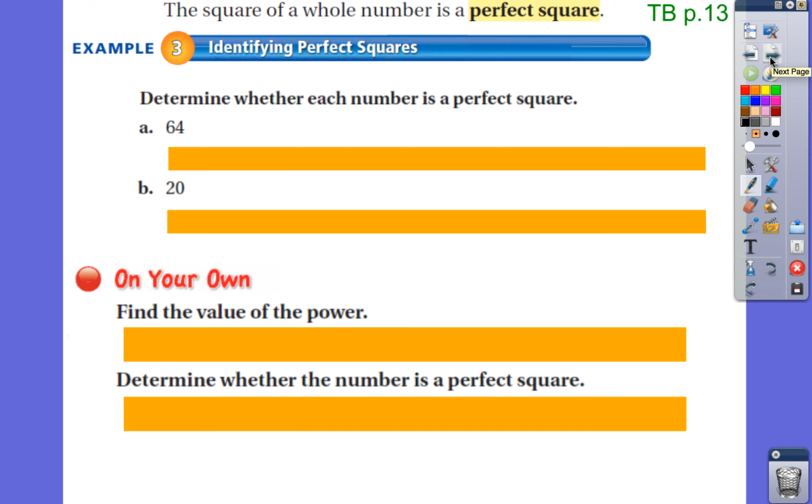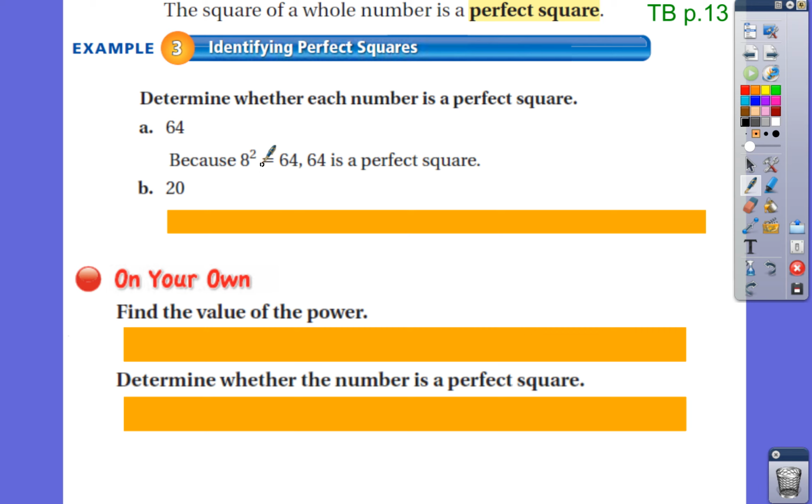Okay, let's take a look at one more example for perfect squares. Perfect square is when I multiply a whole number by the exponent of 2. So we need to determine if each of these is a perfect square. 64, well, what times what gives me 64? Is there a number that I can multiply by itself to get 64? The answer is yes. 8 times 8 is 64, so 64 is an example of a perfect square number.